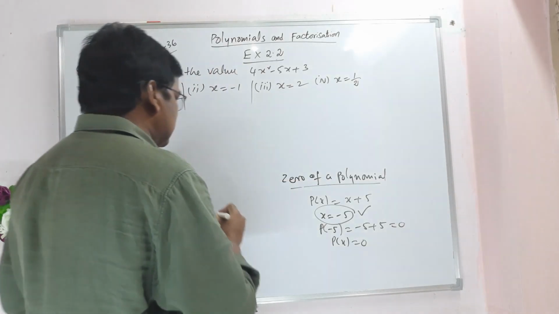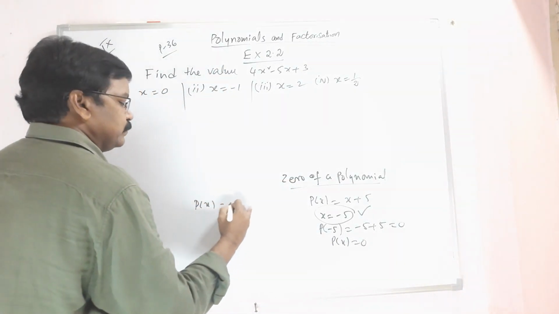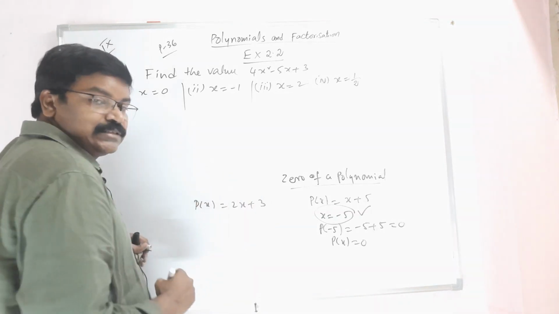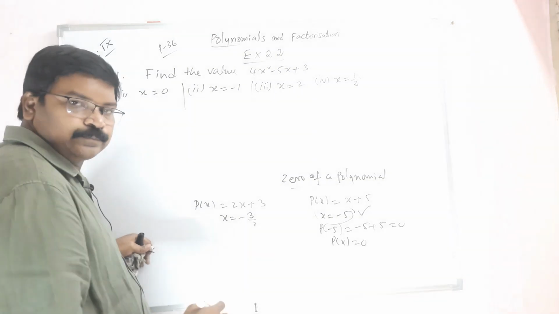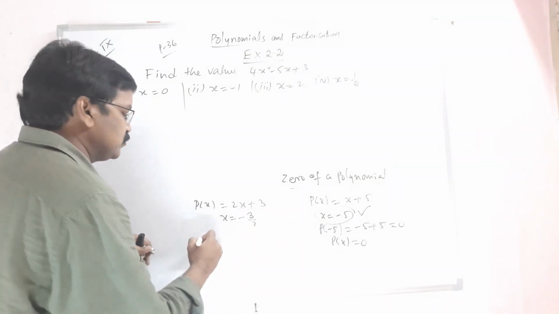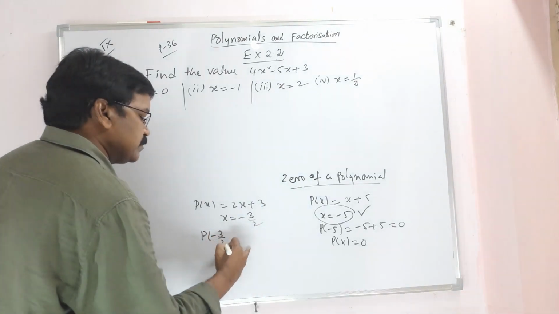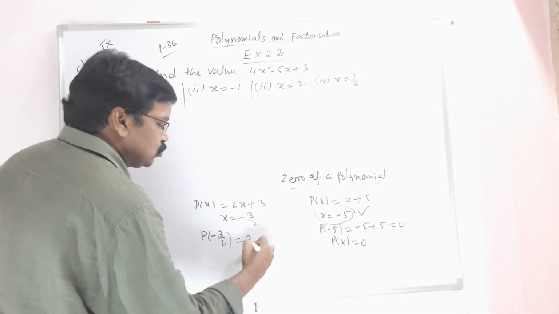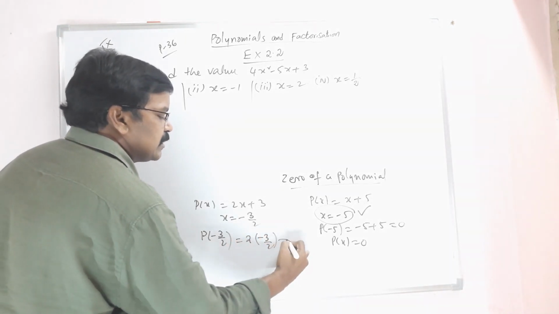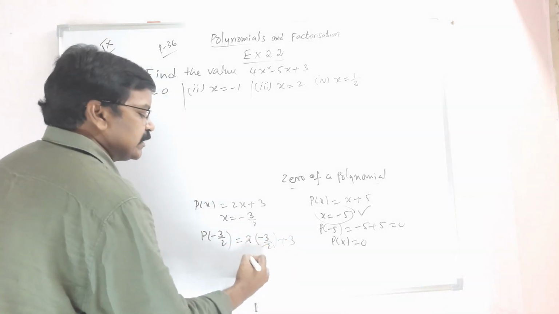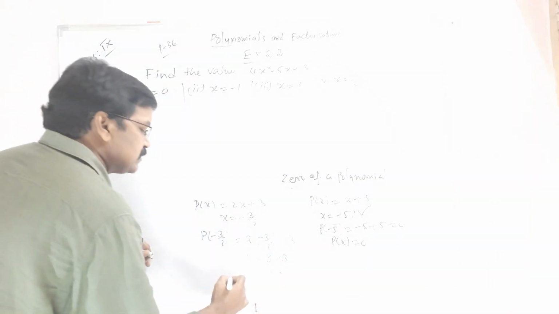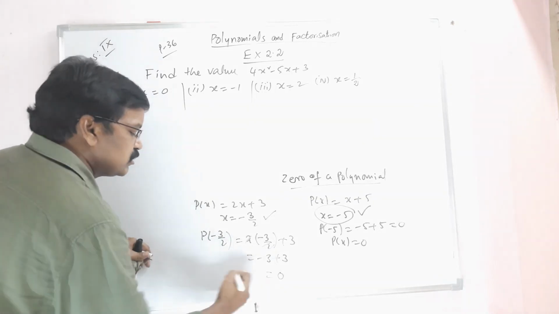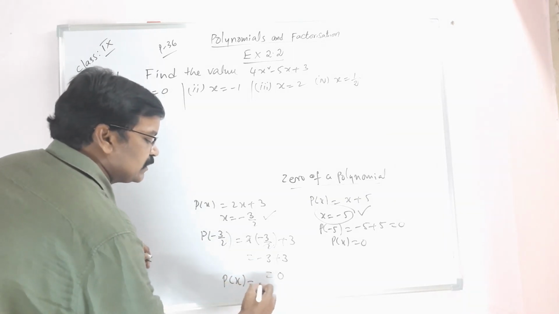I can give you one more example. P of x is equal to 2x plus 3. Take here x is equal to minus 3 by 2. The value of x is minus 3 by 2. That means P of minus 3 by 2 is 2 times minus 3 by 2 plus 3. So 2 gets cancelled, minus 3 plus 3. This is 0. That means at x is equal to minus 3 by 2, the value of the polynomial is 0.